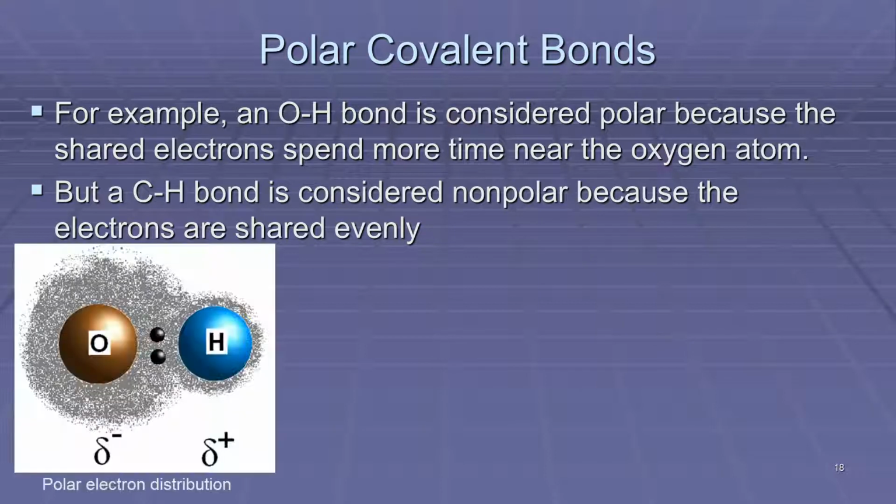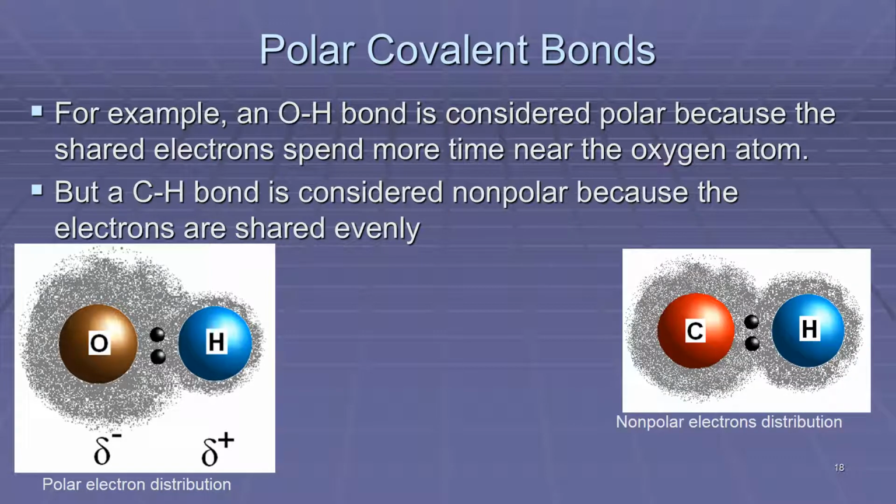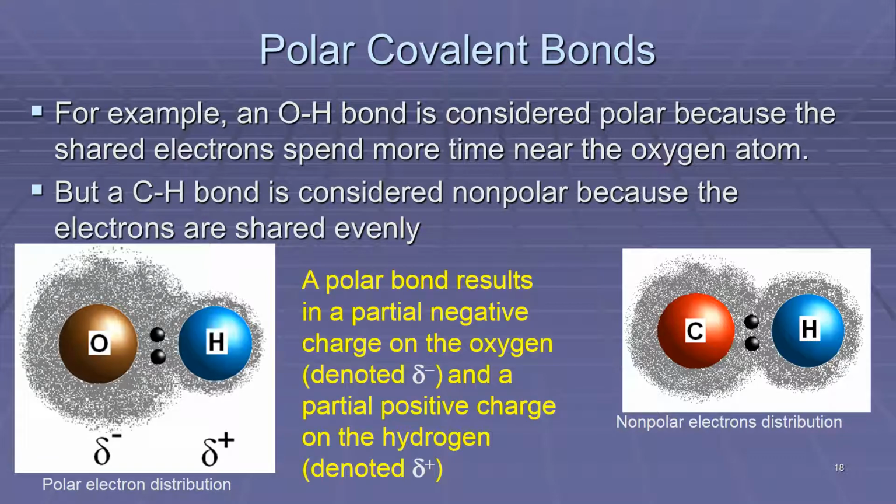An O-H bond over here is considered polar, and it looks sort of like this. The oxygen has a stronger pull on the electrons. It likes electrons more, and so the electrons actually spend more time over on the oxygen side, and you can see the electron density is greater on the oxygen, whereas a C-H bond is considered nonpolar because really the electron density is shared equally by the 2 atoms involved. So we call the O-H bond a polar distribution and the C-H bond nonpolar.